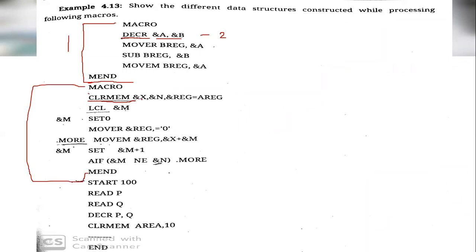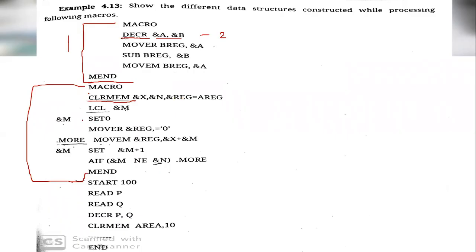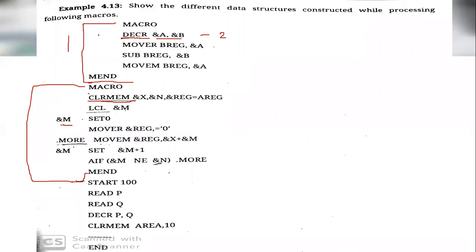We can identify two positional parameters and one keyword parameter. So we give the entries corresponding to the two positional parameters and one keyword parameter, and here we can identify one sequencing symbol. Okay, that is the LCL. We can also use an expansion variable here, so we give the expansion variable as 1. The pointer to MDT will be 5. How? That is the first statement, second statement, third statement, and the fourth statement in the macro definition table is the END statement.